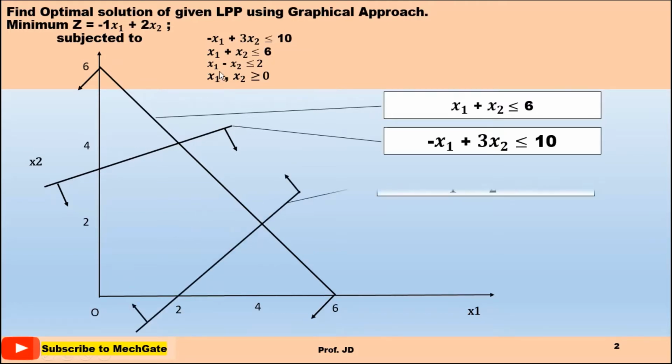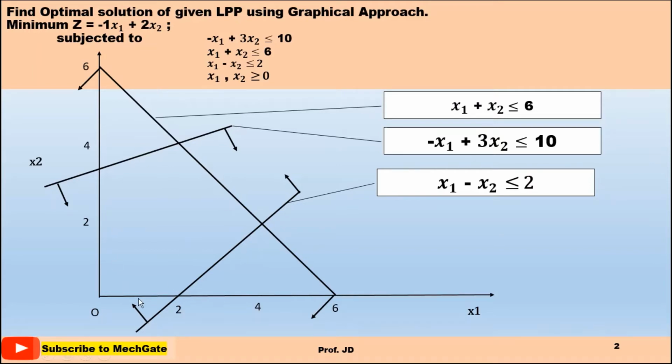The third constraint is x1 minus x2 less than or equal to 2. Put x2 equal to 0, you will get x1 equal to 2. Put x1 equal to 0, you will get x2 equal to minus 2, which will lie on this vertical axis somewhere over here. Connect these 2 points, you will get this third constraint. To find in which direction we should move, let's select a random point, say 1, 0. Put that in: 1 minus 0 is 1, which is less than or equal to 2. So that point is in the feasible region, and we should move in this direction.